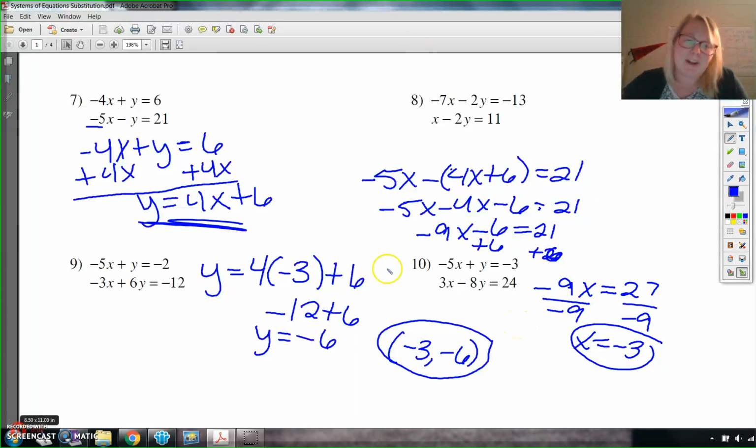Now, does it matter that I substituted my negative 3 in here or here? No, it wouldn't matter. It's just a little easier there. So I can plug in my negative 3 here, like negative 4 times negative 3 plus y equals 6, and you solve for y and you'll get the same answer, okay? So hopefully that helps with substitution.